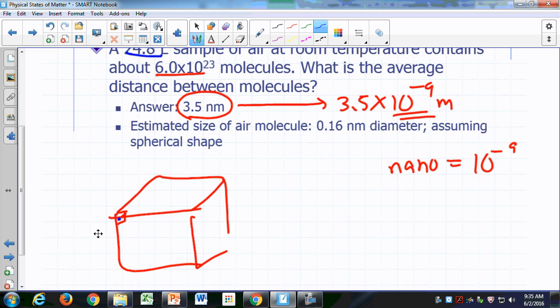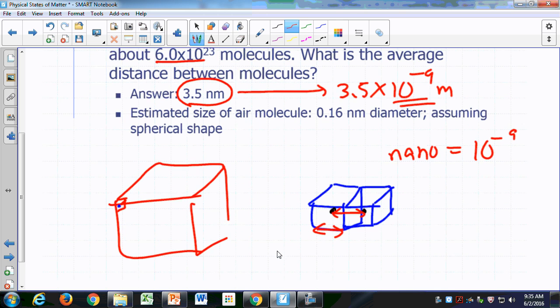Basically, here's a box, and here's a neighboring box that has another molecule. So I've got one molecule here and one molecule there. The average distance between the molecules would just be this distance from center to center, or that would just be the side. We'll make those boxes cubes to make it easy. So the length of the side of the cube would be the distance. You'll find that to be about 3.5 nanometers.